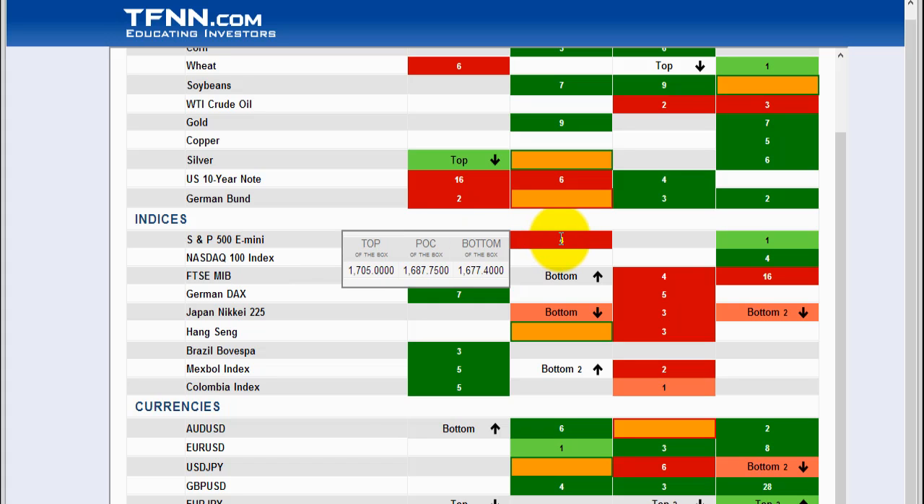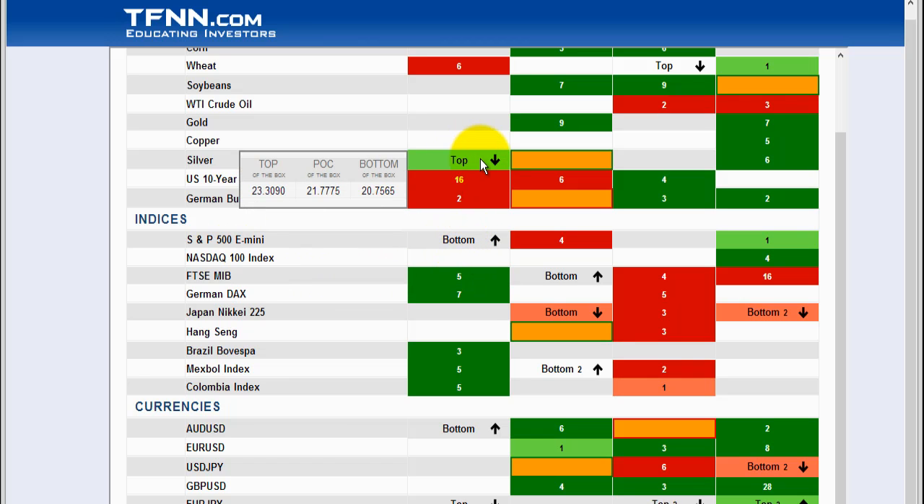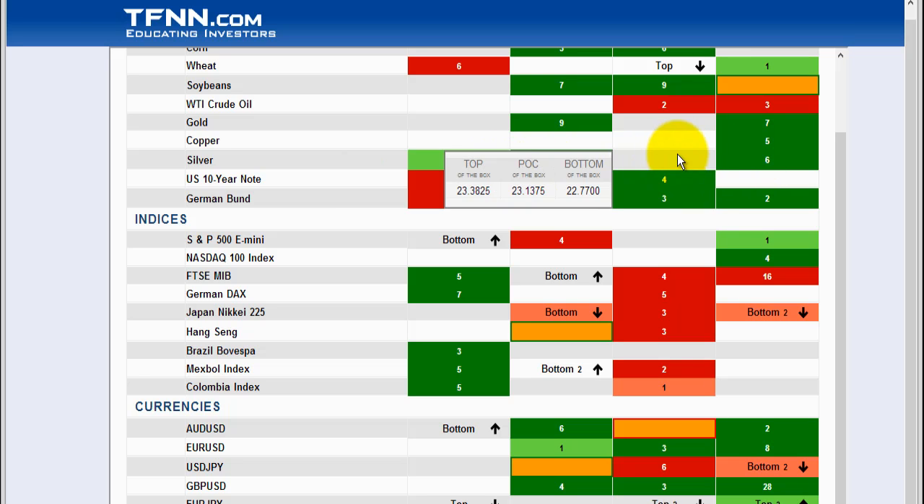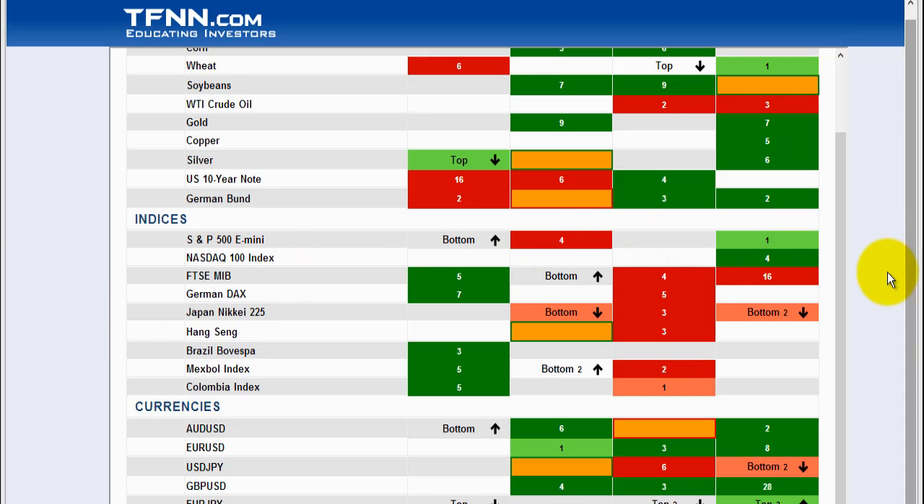All right, so again, you can wait and be patient and wait for things like this to happen. Like there's a top we have on silver. We're right below the top of our box. We're right above the bottom of our box on the S&Ps. But again, these smaller time frames are giving you guidance on what to do around these inflection points.